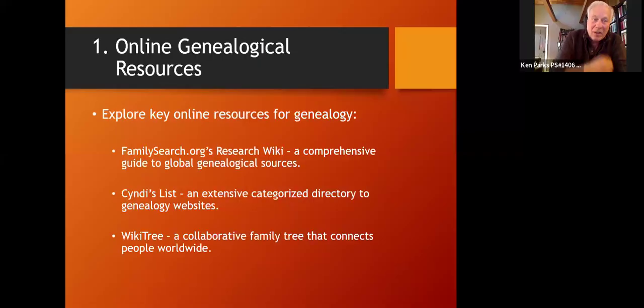So starting off with the online genealogical resources, we're going to take a look at three of the main sources that I would recommend for anyone. First, we'll look at Family Search's Research Wiki, which I think we've talked about in the past. And again, some of you or all of you may be familiar with. We'll look at Cindy's List, which again, very familiar. It's been around for years, but sometimes we kind of forget that it's there. And finally, we'll take a look at a relatively new site that may not be familiar to you, and it's called WikiTree.